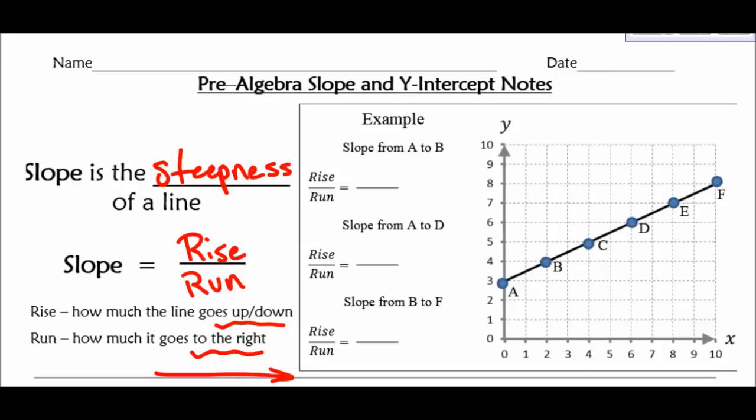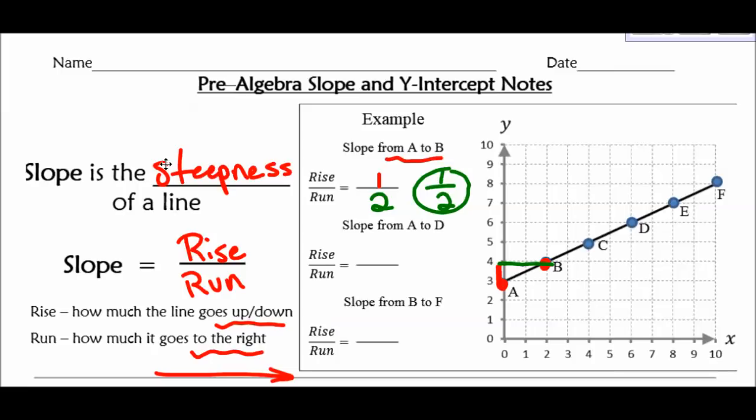So I'm trying to figure out the slope from A to B on the first example. From A to B, the rise here is 1. It's going up 1 space. I'm just counting the vertical climb from A to B. It's just going up 1 space. The run is how much it goes to the right, 2 spaces. So the rise over run is 1 over 2, or 1/2. You could also call it 0.5 if you're more comfortable working with decimals.